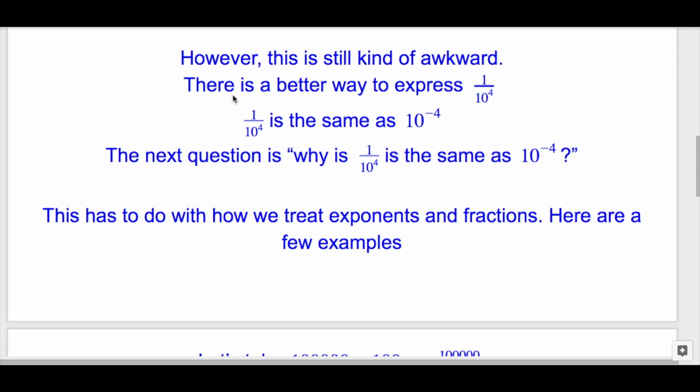Let's take a look at this. 1 divided by 10 to the 4 is actually the same as 10 to the negative 4. Now the question is, why is that? Why are they the same? Well, in order to answer that question, we need to take a look at the rules for powers and exponents. So let's take a look at a few examples. We're going to step back and do a little bit of review of some concepts that we may have learned back in grade 10.